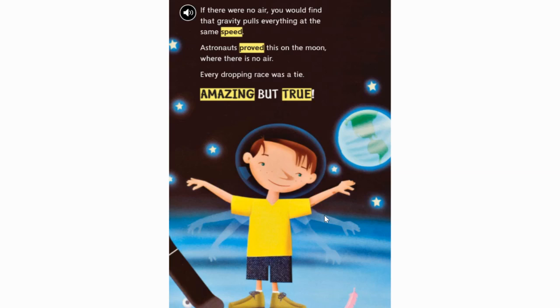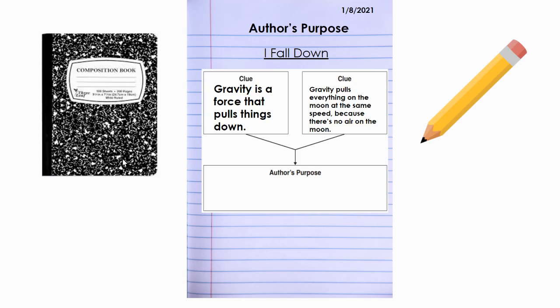So we've learned that the force called gravity always pulls things down, and that on the moon, everything falls at the same speed because there is no air. This is another clue about the author's purpose. We will add this information to the second clue box on our chart. Gravity pulls everything on the moon at the same speed because there's no air on the moon, unlike the Earth, where we have air. So not everything falls at the same speed.